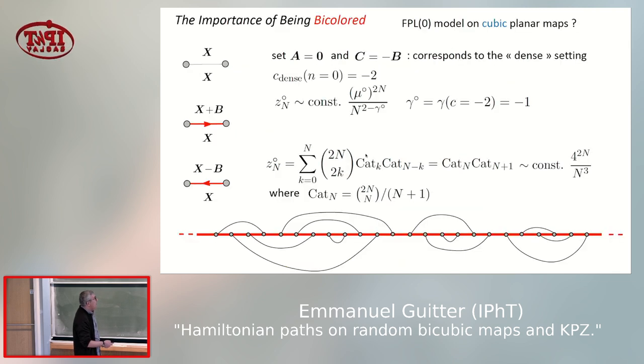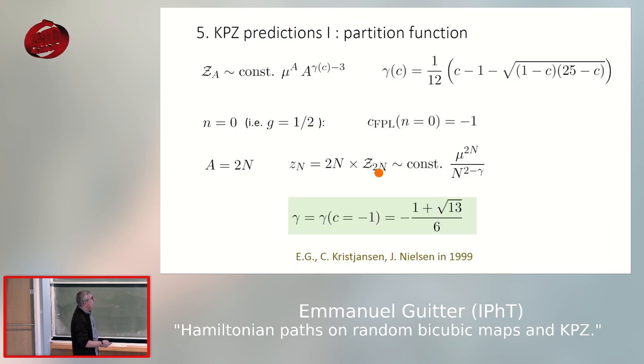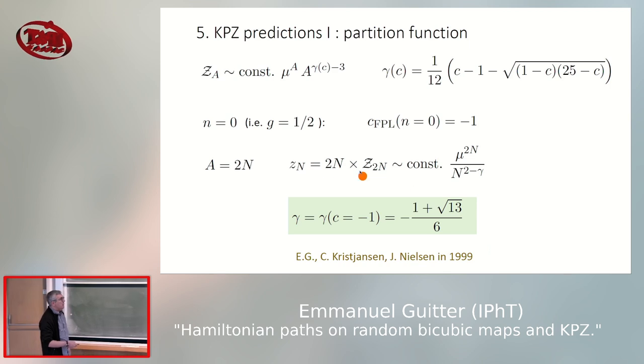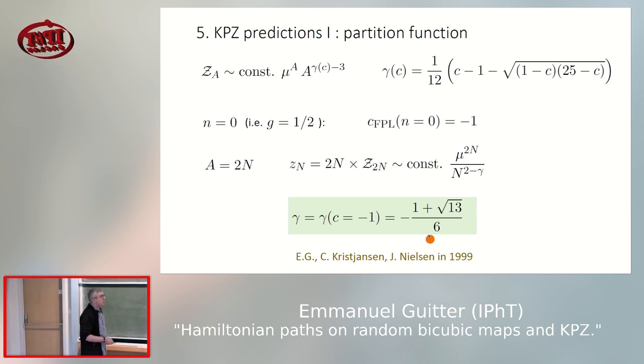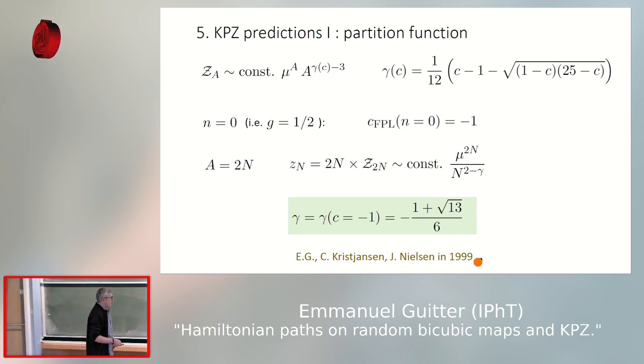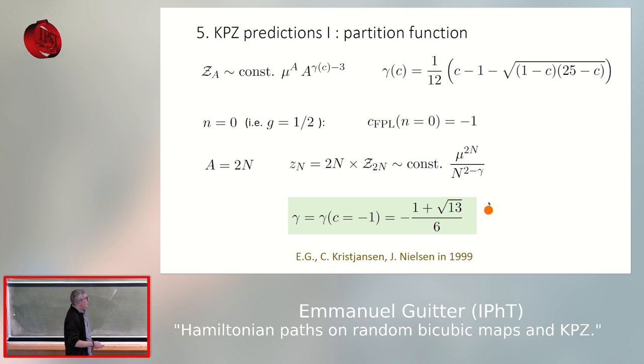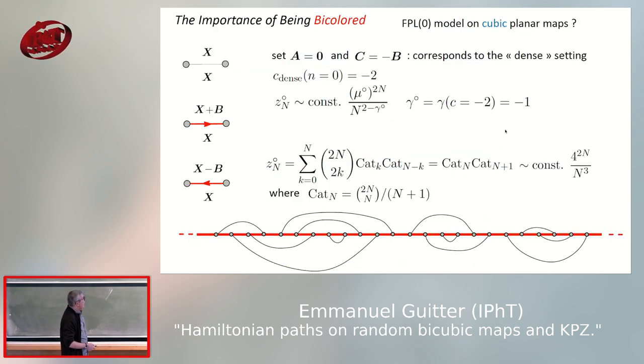And therefore, it goes like mu to the 2n divided by n to the 2 minus gamma instead of 3 minus gamma. Okay, and if you take this formula, you get this value of gamma, and that's what we predicted with Charlotte Christiansen and Jacob Dyson in 1999. Okay. Here I want to insist, it's very important that you are bicolored, okay?